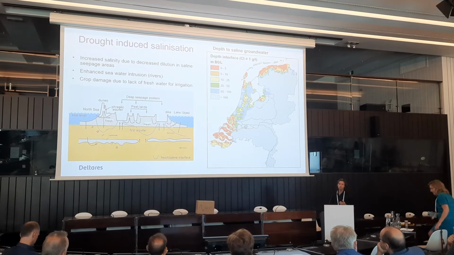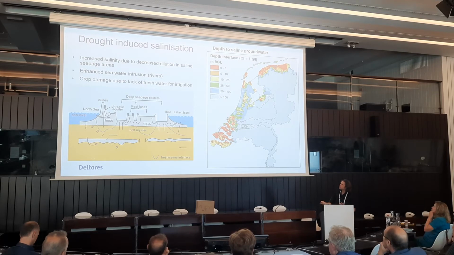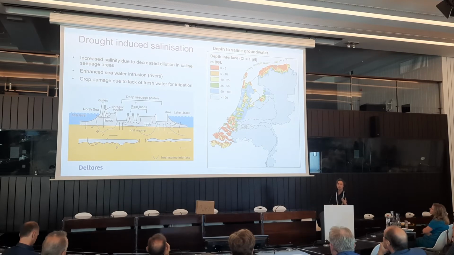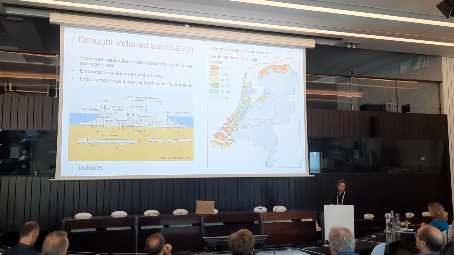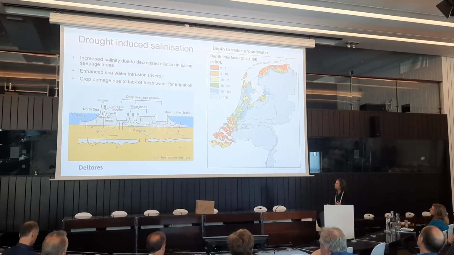If we go to the coastal area, we find saline groundwater very shallow, which is flowing upward in our deep polders and salinizes our surface water systems. And you can imagine what happened during the drought: there was less precipitation, so less dilution, and salinities increased. Also, we had enhanced seawater intrusion because the rivers have lower discharges. And there are some main intakes of river water, and they also salinize. So it was a real deficit of fresh water in this area because of this salinization.